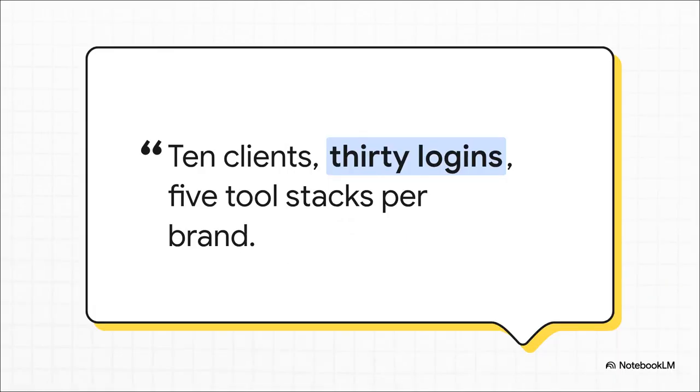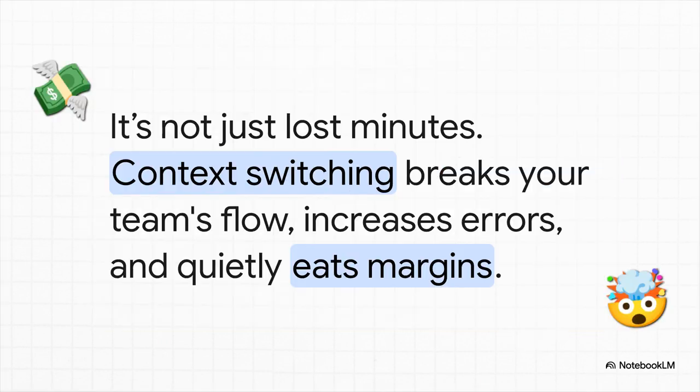Sound familiar? Yeah, for a lot of you, that's just a Tuesday. Your team is constantly bouncing between Meta, Google Ads, TikTok, Shopify, maybe some weird custom CMS the client has. You get the picture. It's this feeling of organized chaos that just seems to be the baseline for modern agency life.